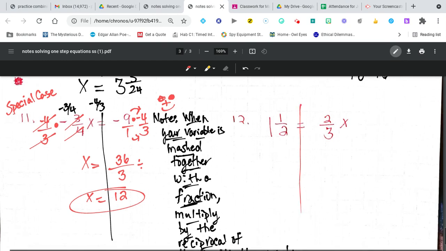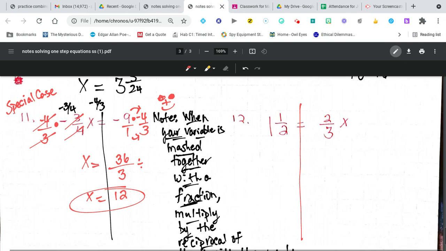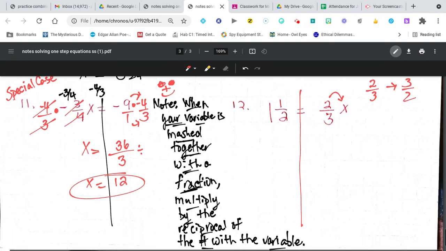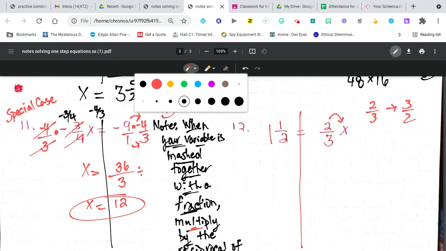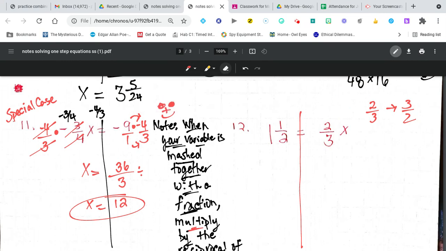Okay? So, for instance, on number 12, I got a fraction mashed together with the x. So I need to multiply by the reciprocal of that fraction. The reciprocal of 2/3 is 3/2. But you're going to multiply by the reciprocal. Okay? Of that number that's with the variable if it's a fraction attached to it. Okay? So you got a fraction attached to x, your variable. Okay, when you have a fraction attached to your variable, multiply by the reciprocal, guys.